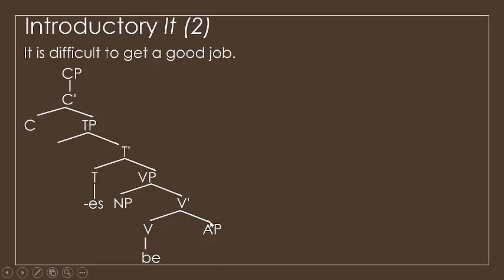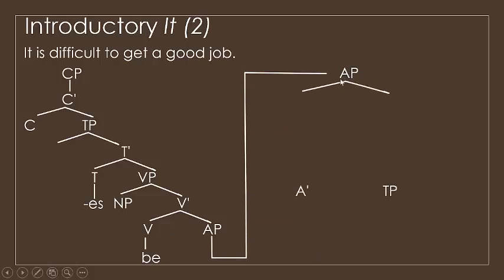an adjective phrase or AP as the complement of V. Now the structure of AP is like this. We have an adjective phrase, and then the AP here branches into A bar and TP. So "to get a good job" is TP. Remember, we have three kinds of T. The first is the "es" and "ed", the inflectional T. The second is "can", "must", "will", "shall", the modal auxiliary verb. And the third is "to" infinitive. So we have a TP over here.